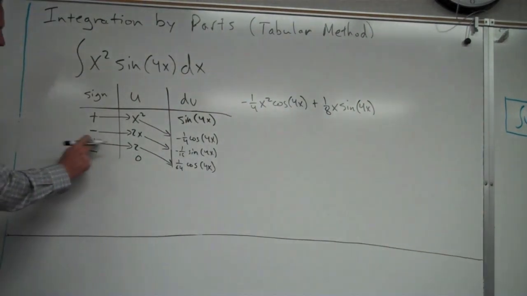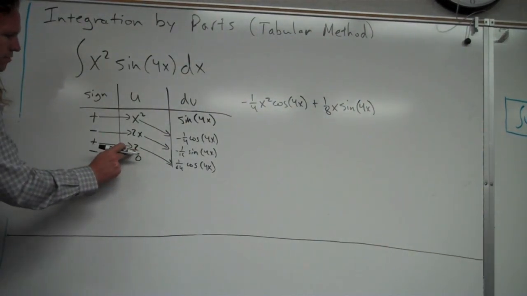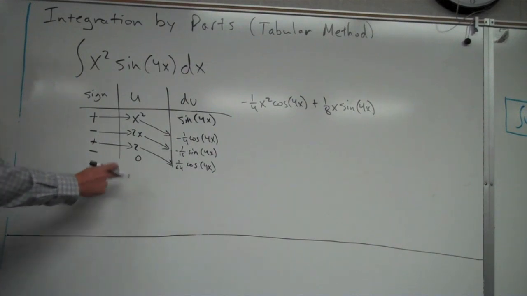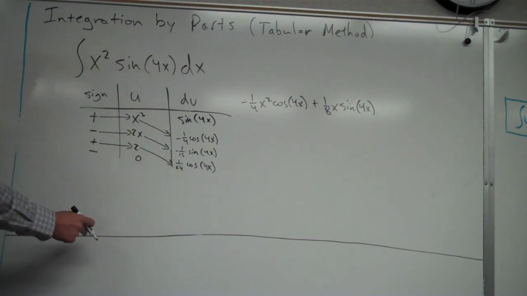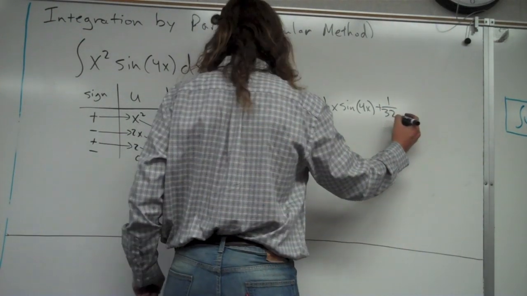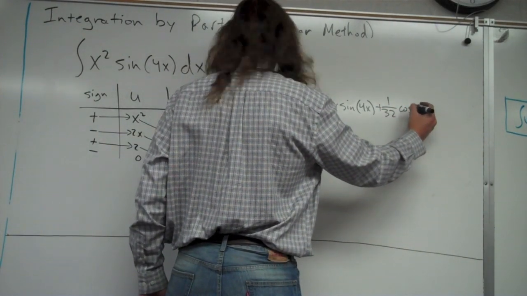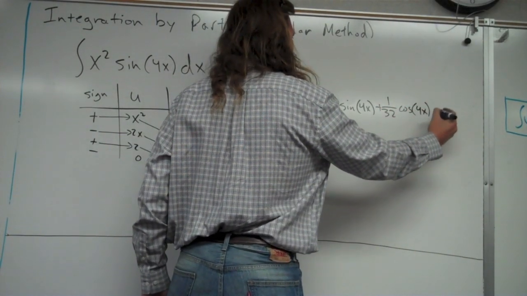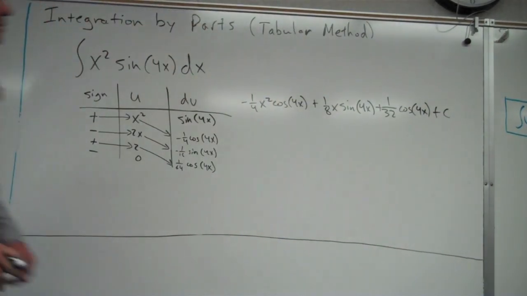Then I have a plus times a 2 times a 1/64, so it'll be positive. 2 over 64 is going to be 1 over 32. We'll simplify. Cosine 4x plus c. Let me take a quick peek, make sure that looks correct. And that looks correct. So yeah, that's how you can use the tabular method.